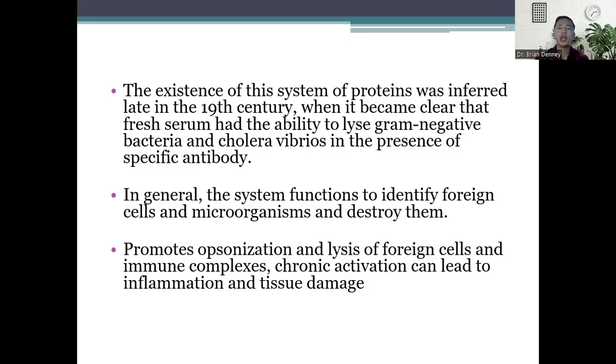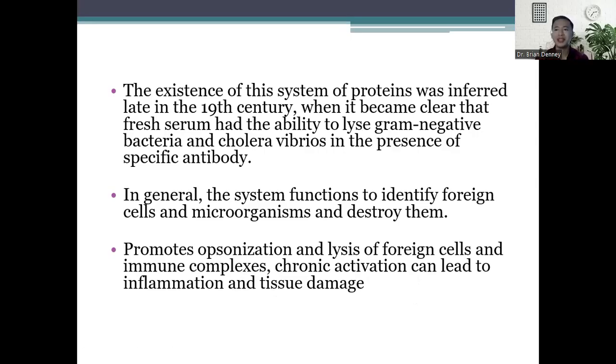Now, I want you to look at the third bullet here. It says it promotes opsonization and lysis of foreign cells and immune complexes. Chronic activation can lead to inflammation and tissue damage. So it says it promotes opsonization. So again, what is opsonization?